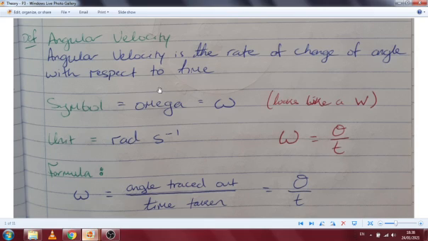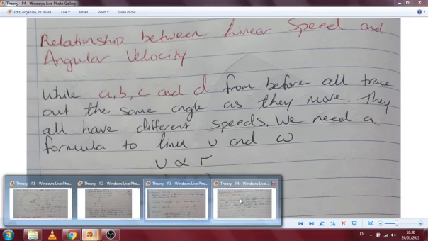The unit is the radian per second because it's how the angle is changing over time, so s to the minus 1. Our formula is omega is equal to angle over time. So again, the angle traced out over the time taken, theta over time, that's equal to omega. So on to our next topic.